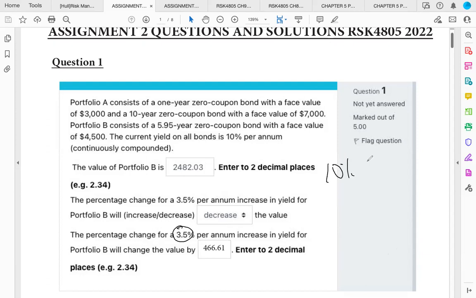Currently, interest rates are 10%. So let's say interest rates go up by 3.5%. It means that interest rates are going to be 10% plus 3.5%, which is 13.5%. So basically, we're being asked, if interest rates go up to 13.5%, if they increase by 3.5%, how much value is going to be lost from portfolio B? Okay.